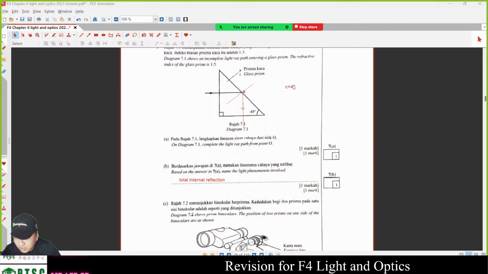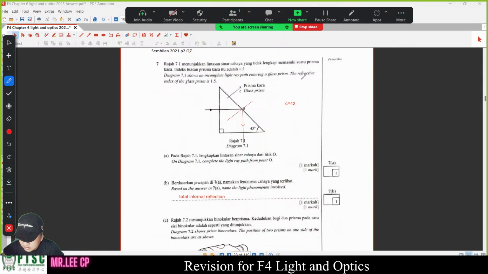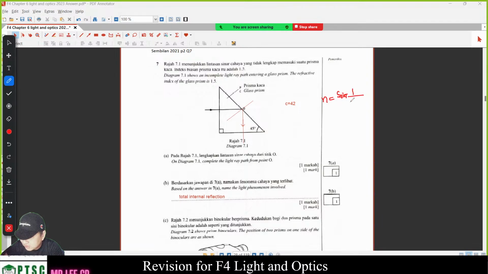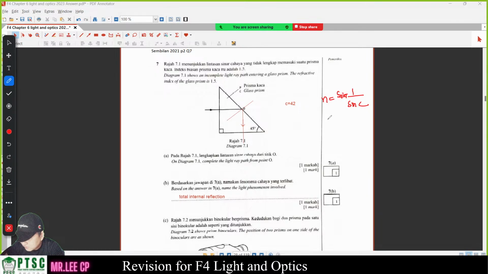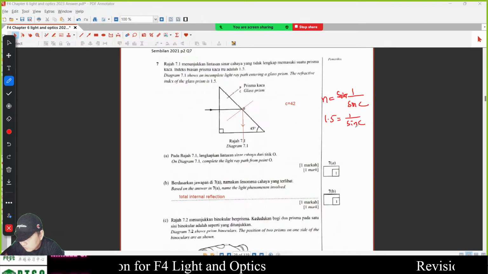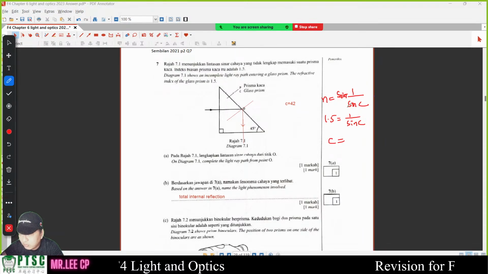So I go and calculate the critical angle, which is 42. How do I calculate? n is equal to 1 over sine C, sorry, not sine i over sine r. n is 1.5. So C is 1 divided by 1.5, and then shift sine.